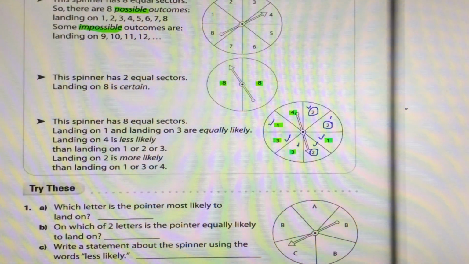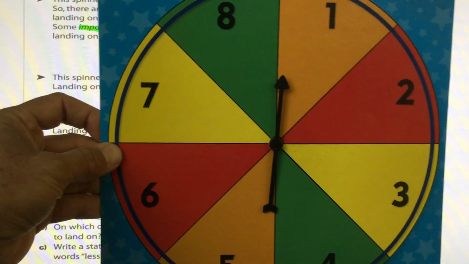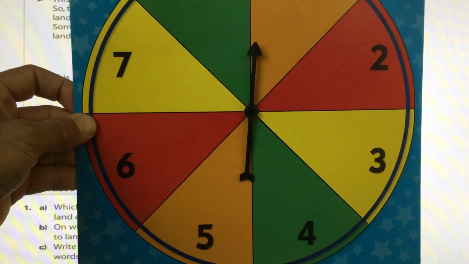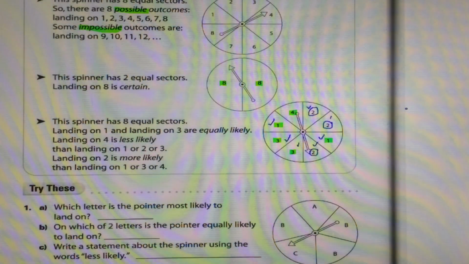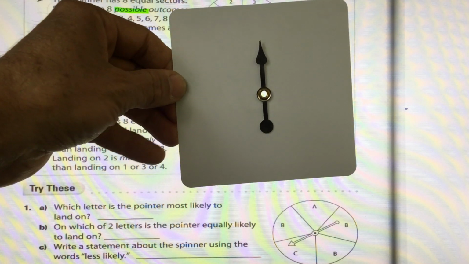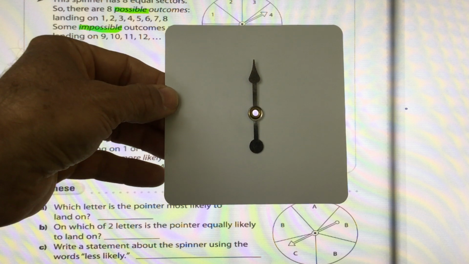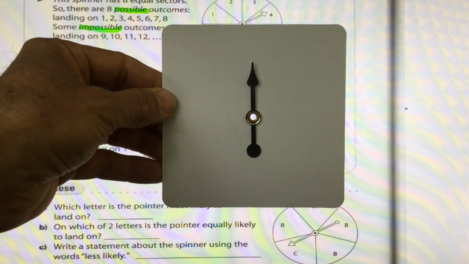So we're going to be working with spinners, and in this lesson, we have spinners that look like this, that are colored as well as numbered, and the kids will be spinning those. We also have spinners that look like this, and they're completely blank. The kids use this type of spinner to divide the sections up into whatever the criteria are necessary to play that game or complete that assignment.